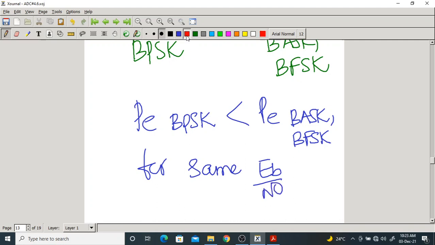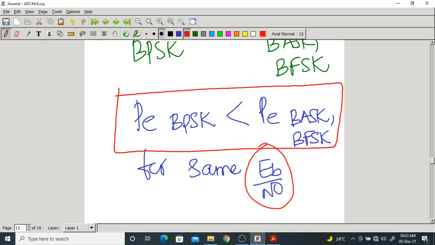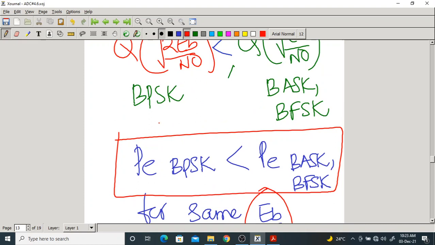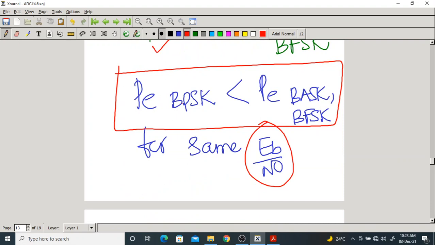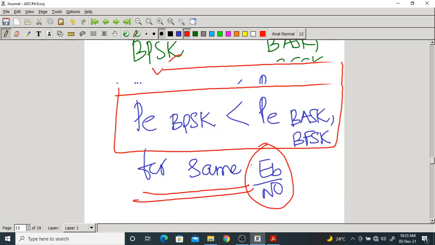Please remember this. We have kept EB by n0 same across all schemes, then we are comparing. If you do so, this is a fair comparison. So which technique is better? BPSK is better than the remaining two techniques in terms of the probability of error. You must also mention why it is better, because it is giving very less probability of error for the same EB by n0. You must mention these things every time. If you don't mention them, it may not be a fair comparison. So always remember, for comparison we have to keep something same for all techniques.